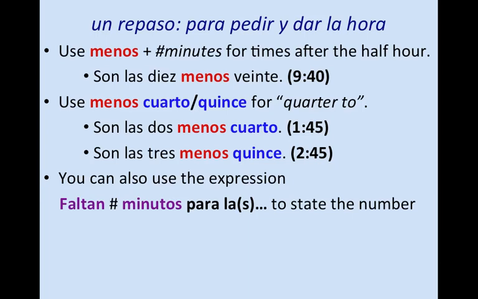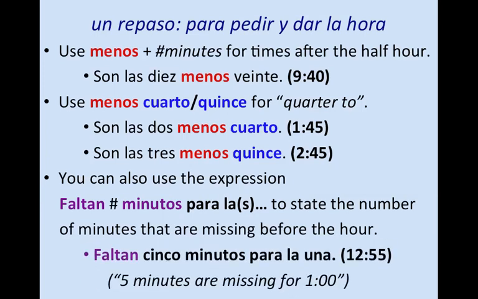You can also use the expression faltan a number of minutos para la to say that there are minutes that are missing before the hour. So just take a look at the expression faltan 5 minutos para la una. So 5 minutes are missing for 1 o'clock. But it's fine with me, and it's perfectly fine if you use the first expression that we learned. It's a certain hour minus a certain number of minutes. Also perfectly fine if you always just only use adding the minutes.